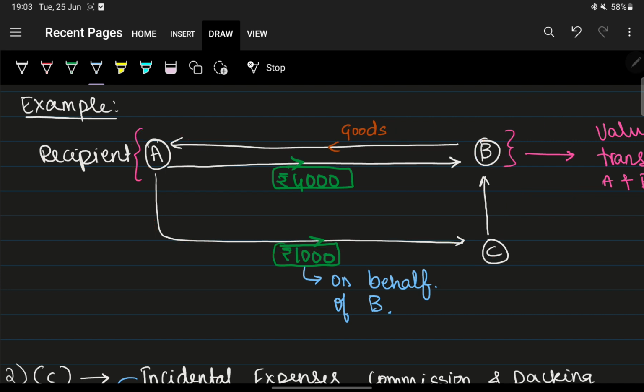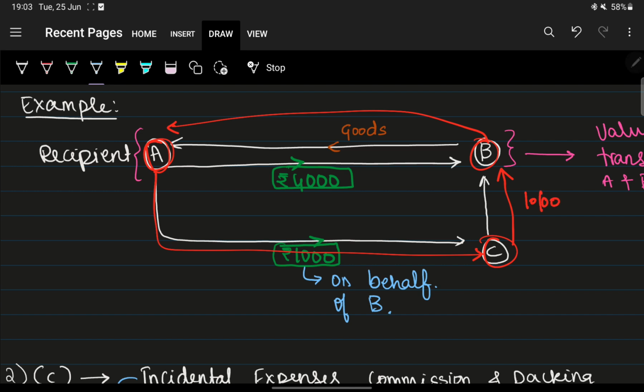So here what is happening, A wanted goods from B. So B ordered the goods from C, and C sent them to B. Firstly C sent the goods to B, and B sent the goods to A and told A to make payment to C for the transportation charges. Is this clear here? So this 1000 rupees should have been paid by B, the supplier, to this third party. This C is the third party here.